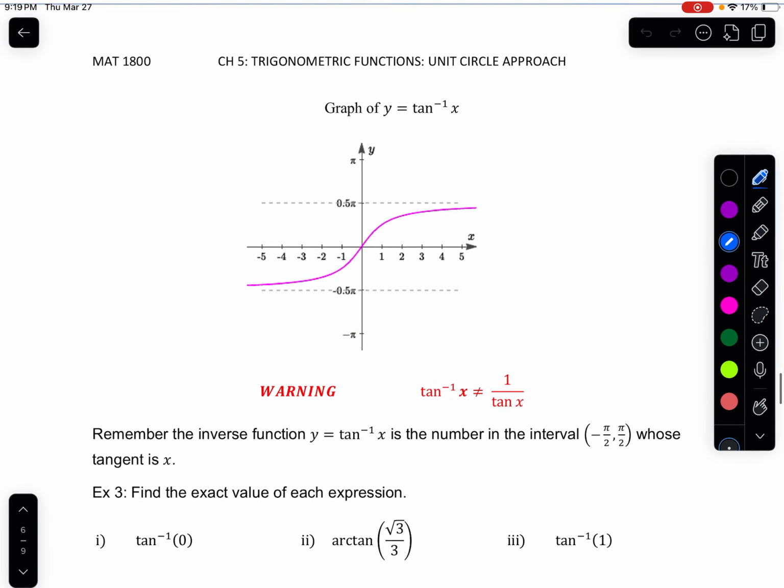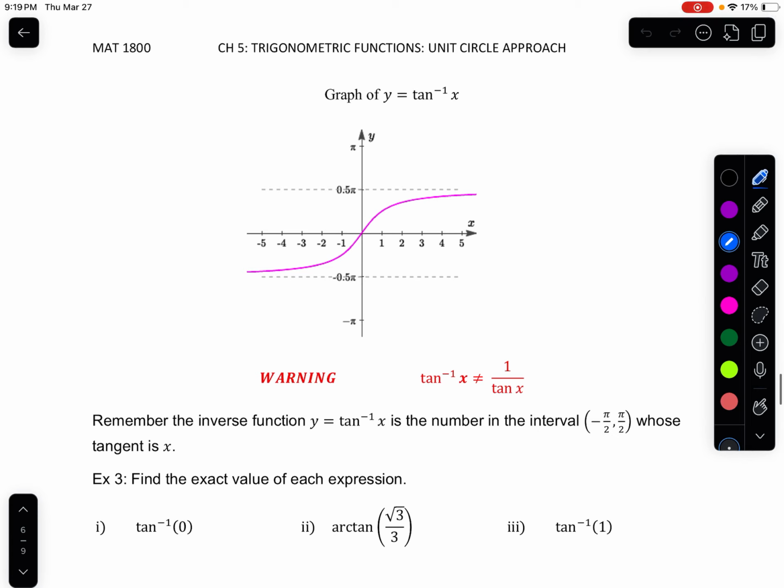Notice here that for tangent inverse x, the domain is negative infinity to infinity, and the range is minus pi over 2 to pi over 2, not including the endpoints. So let's look at the examples.